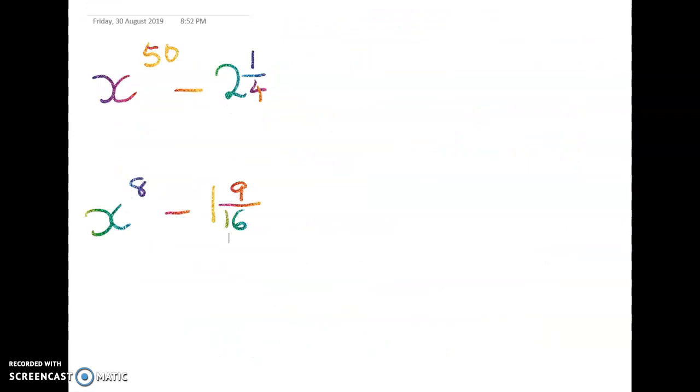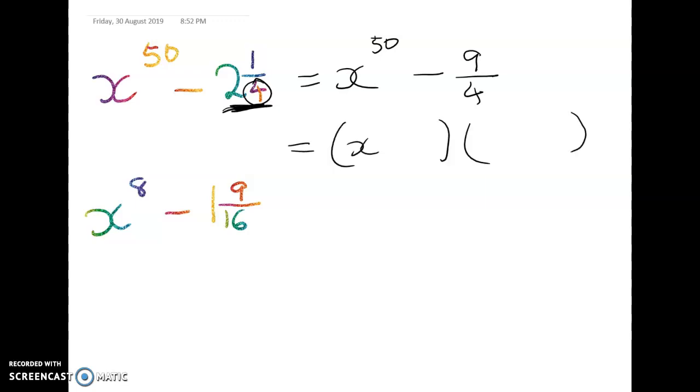We've just got some numbers that are fractions. So let's see what we can spot about these fractions. Now that looks horrible. It doesn't look like a square. If you rewrite it, though, as an improper number, this is what you're going to see. This is x to the power of 50 minus (2 4s are 8, plus 1 is 9) 9 over 4. So that equals (x to the 25 minus 3 over 2) times (x to the 25 plus 3 over 2).